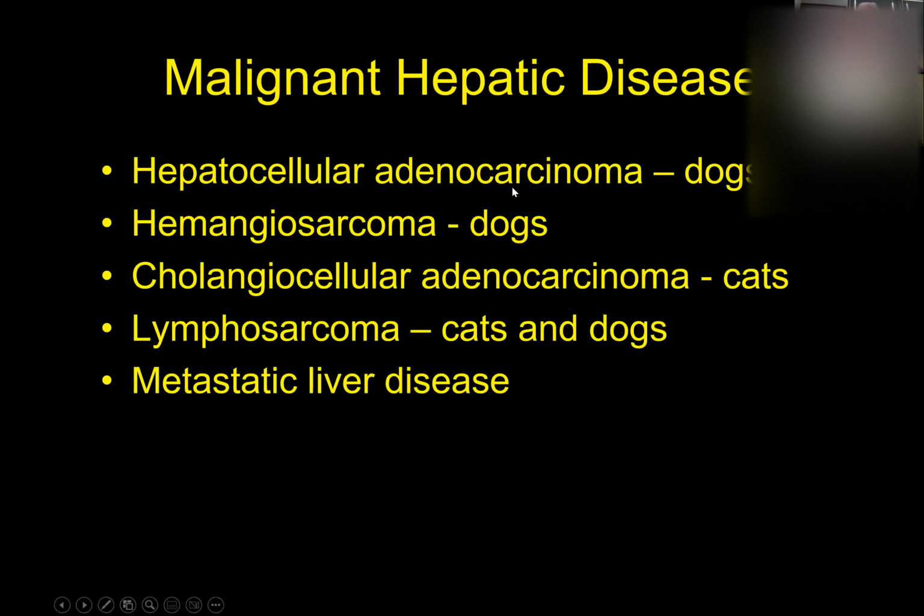If we talk about some common malignant conditions or neoplasia in the liver, there's two or three different kinds that can happen in the liver that are malignant conditions. In dogs and cats, they can both get lymphoma in their liver, and they can both get adenocarcinomas in their liver, and they can both get a third one called hemangiosarcomas.